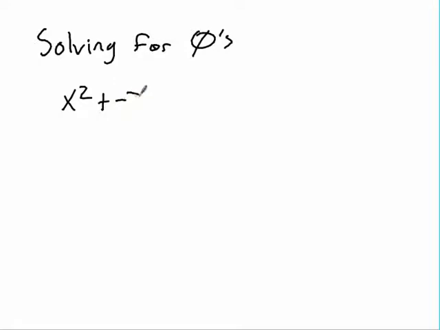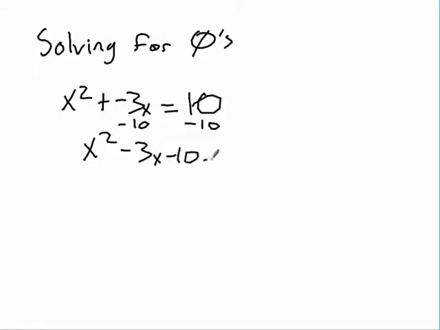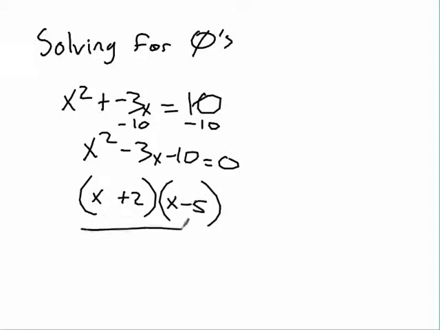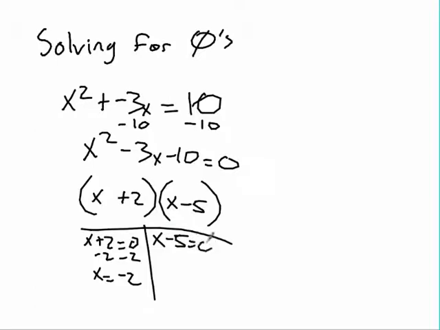We'll solve x squared plus negative 3x is equal to 10. And we'll subtract 10 from each side. And we'll have x squared minus 3x minus 10 equals 0. Then we factor it, which is going to be x plus 2 and x minus 5. Then make your t-chart. We'll write x plus 2 equals 0, minus 2 minus 2, and have x equals negative 2. x minus 5 equals 0, add 5 to each side, and x equals 5.